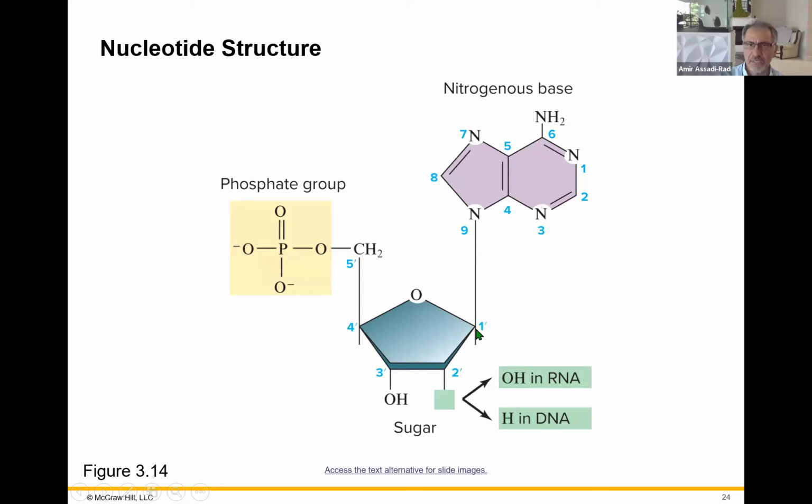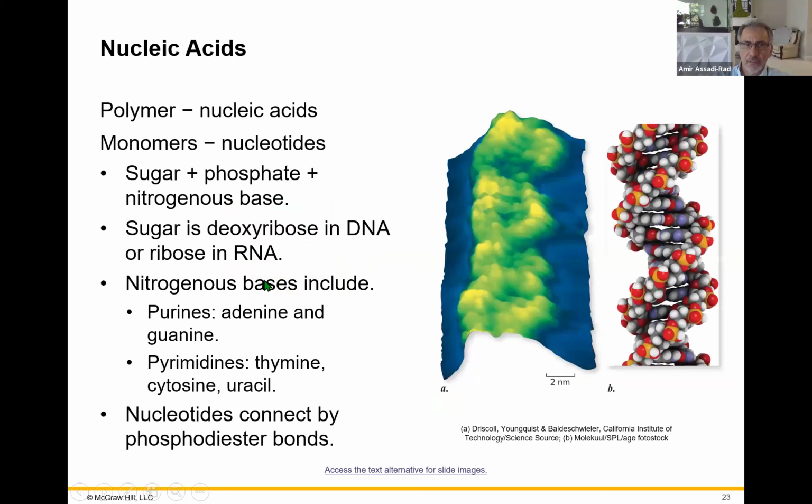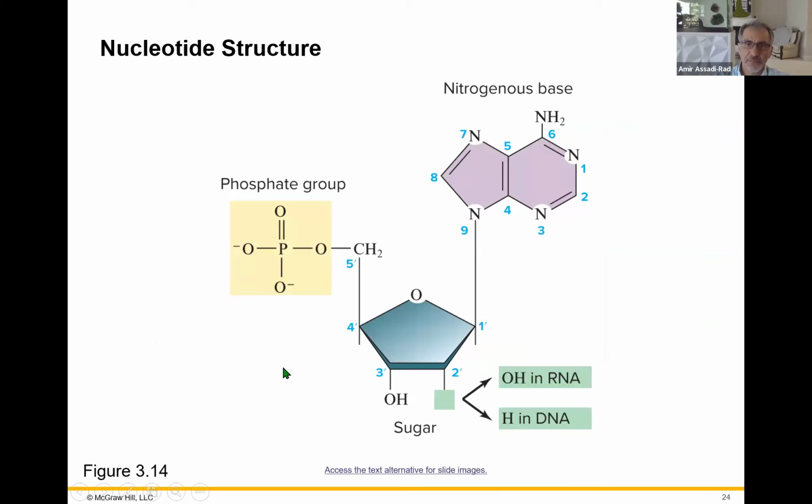Anyhow, this one is attached to the nitrogenous base. This is the nitrogenous base. It has 2 rings. Purines have 2 rings. Pyrimidine, you will see they have 1 ring. We talked about it. Purines have 2 rings. Pyrimidines, which there are 3 of them, they have 1 ring.